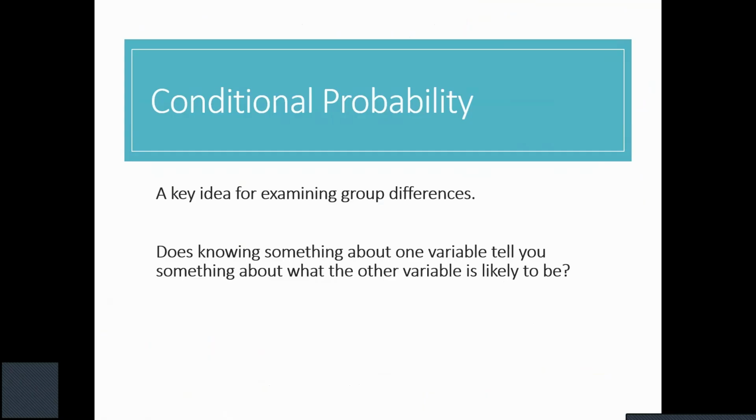Another thing that's important in this section is looking at conditional probability. This is a key idea for examining group differences. The idea being, does knowing something about one variable tell you something about the likelihood of the other variable? So if you know something about one group, like the ACC group, does that tell you anything about how they do on something else, like being in the championship? And indeed, in the case above, it did, because they had different probabilities of being in the championship depending on which conference they were in. So that gives you a conditional sort of idea.